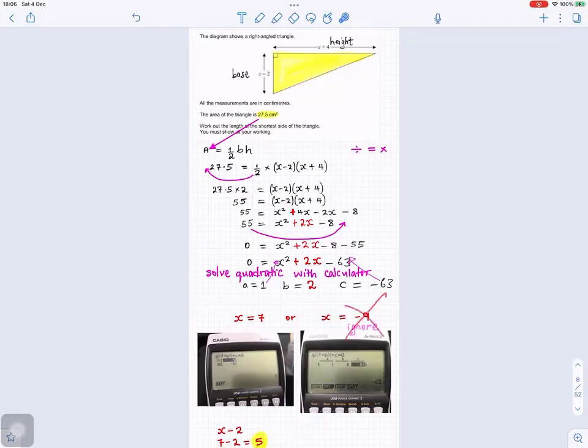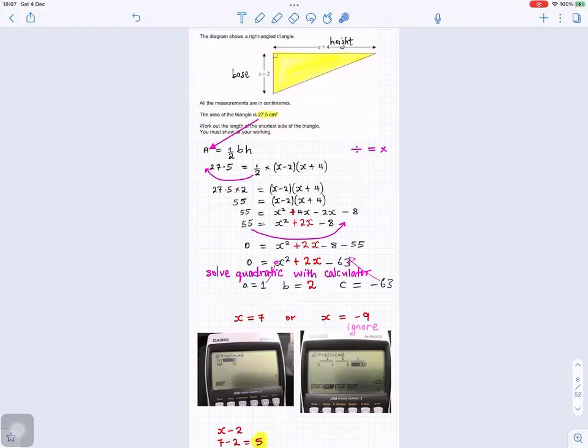You ignore x is minus 9 because minus 9 minus 2 will give you a negative number and you cannot have a negative length. And as an examiner, when we mark the exams, if you give an answer of 5 with no supportive working, you will get no mark. Remember that. If you give an answer of 5 with no supportive working, you will get no mark.